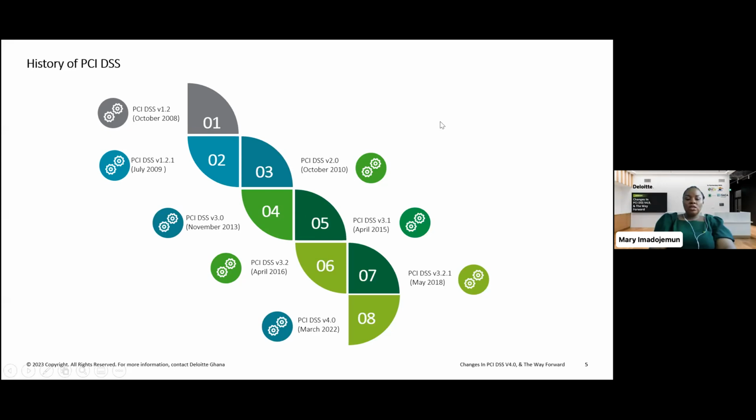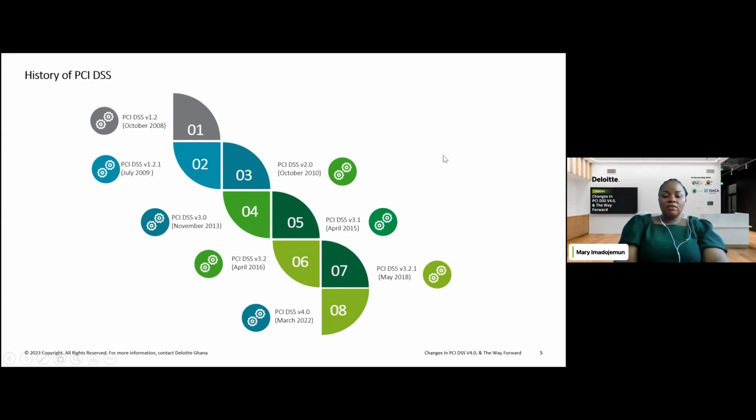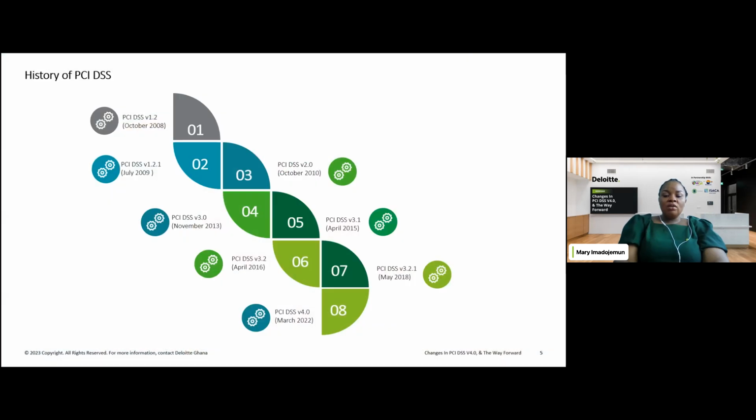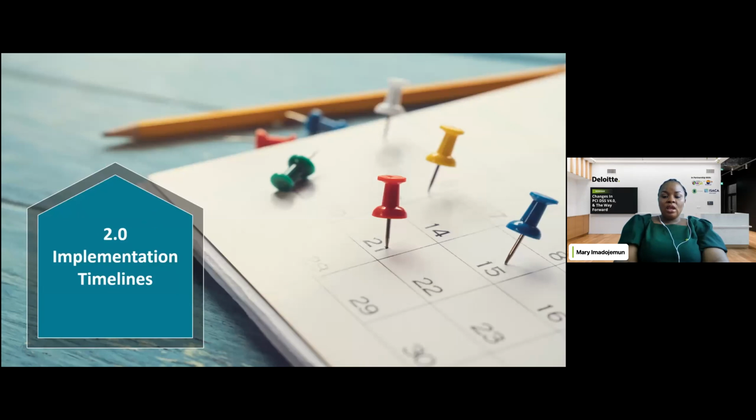The fourth one was released in November 2013 as version 3. The fifth was released in April 2015 as version 3.1. Thereafter, we had a sixth version, released as version 3.2 in April 2016. Then immediately after that, we had the current version we are in, released as the seventh version in May 2018. Now there is a new version being released in March 2022, which is version 4.0 that we are going to be discussing.